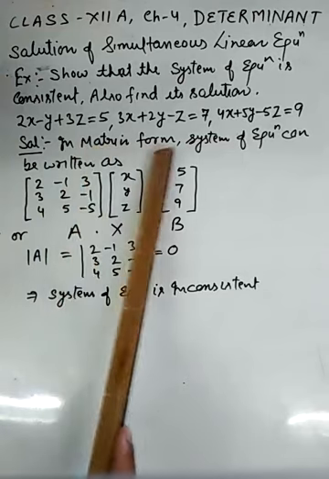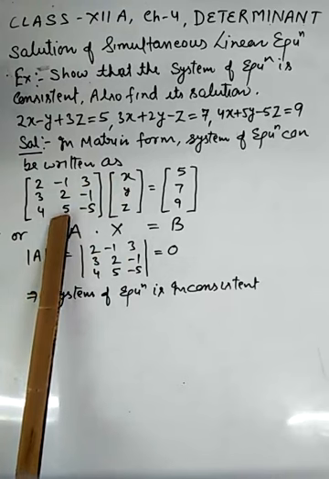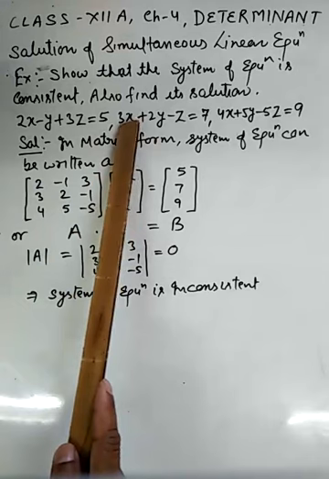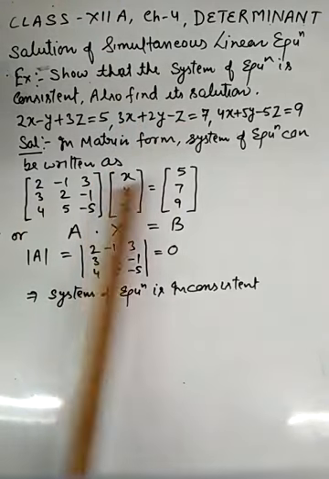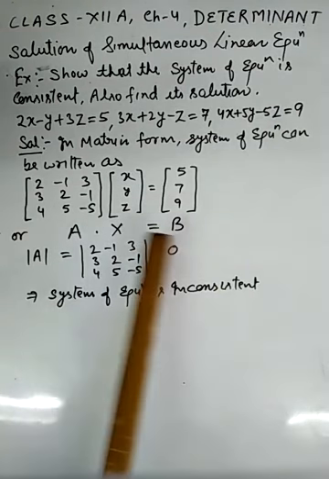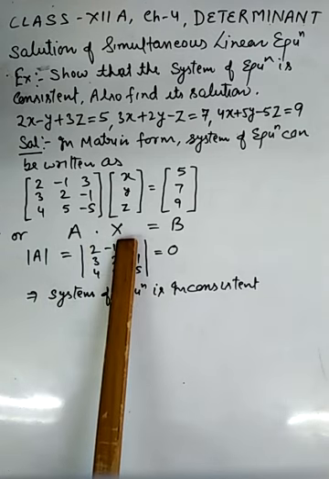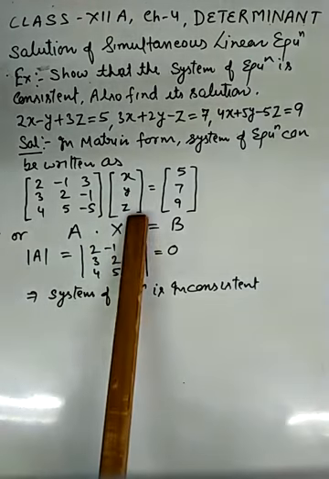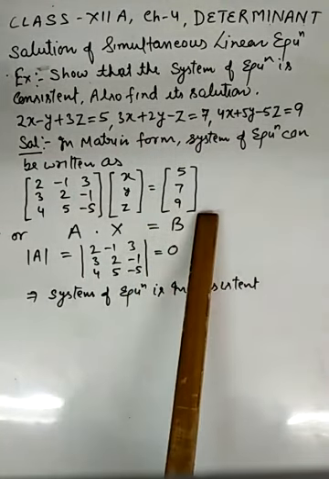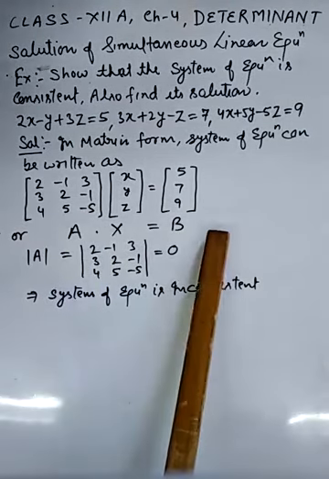Solution. In matrix form, the above system of equations can be written as matrix A: 2, minus 1, 3 in the first row; 3, 2, minus 1 in the second row; 4, 5, minus 5 in the third row. This is called matrix A. The variable matrix can be written as x, y, z, and the constant matrix equals 5, 7, 9. This can also be written as Ax equal to B.